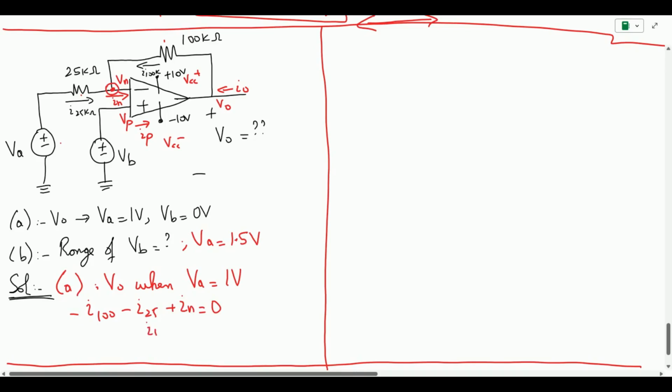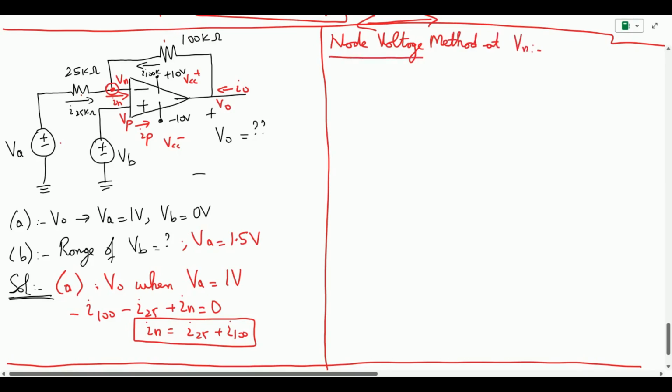So I can say that In is equal to I25 plus I100. So this is the KCL at Vn. So applying the node voltage method at node Vn. So you know how to apply the node voltage method. So you have two ways to write this.